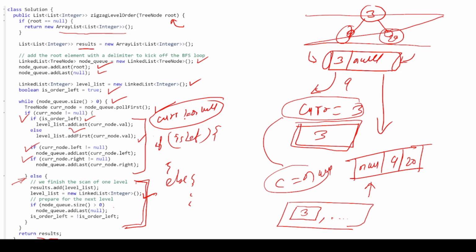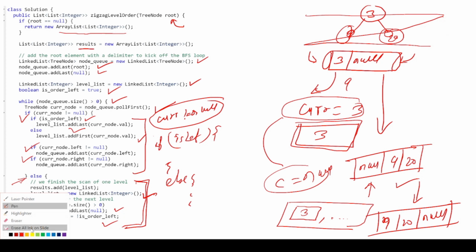Then we'll check if q size is greater than 0. If q size is greater than 0, it means we still have data, like 9 and 20. Then what we will do, we will add one null at the last. We have already removed 9, then we have 20, now we will add null. Got it? Like this we will do. And then we will switch isLeft from true to false. Now it is false, which means we will move the next way.